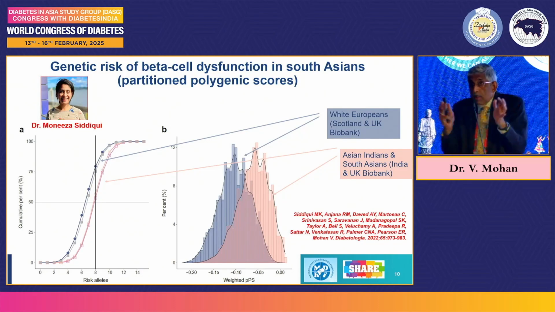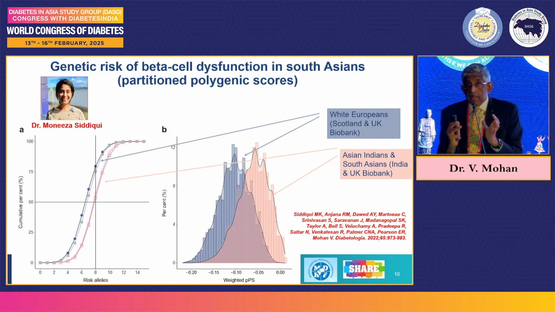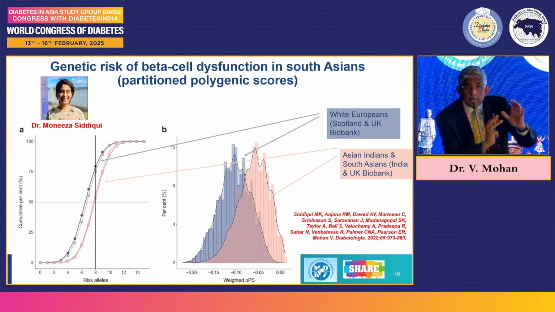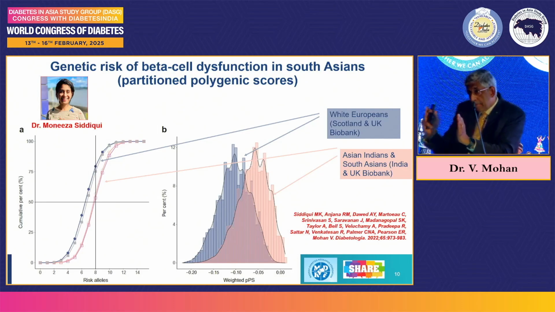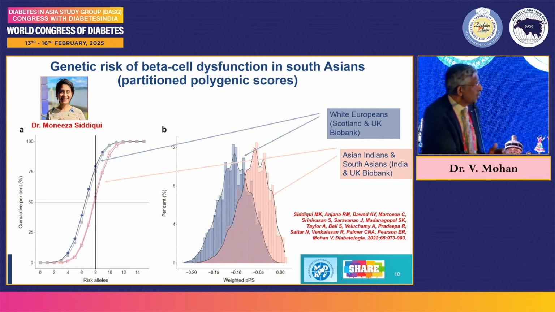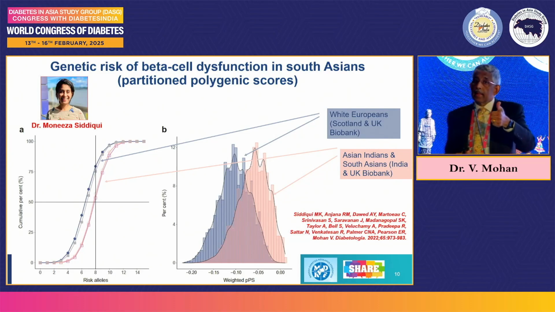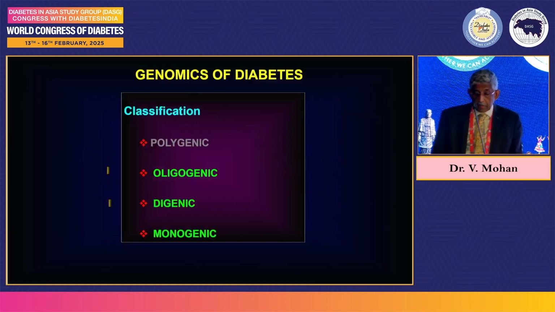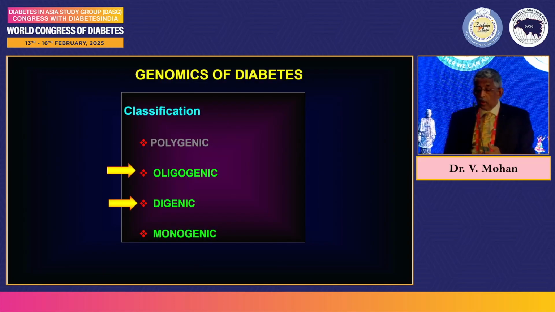So you put all the genes which I showed you for beta cell function, and you study them in large numbers of Europeans, white Europeans, and in South Asians, they are separating out. So we are able to show that the South Asians are actually separate, and that's why they're getting it at a younger age, and that's why they're getting it when you're much thinner. You don't need obesity to get it, and that's clearly coming out from this, and more studies are getting published now. Now let me move on to oligogenic and digenic.